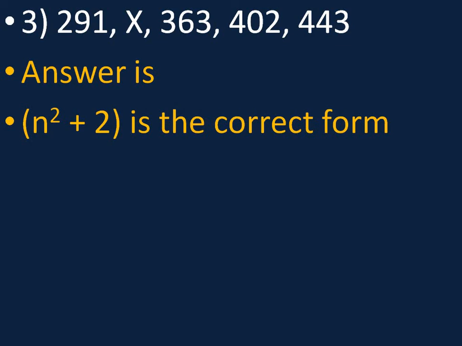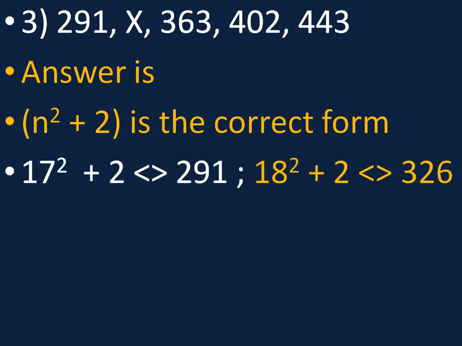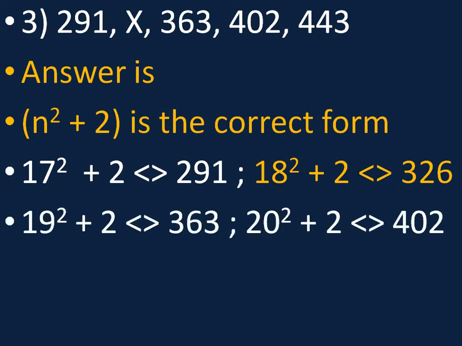So let's see. 17 square plus 2 is equal to 291, as we know that 17 square is 289, and if you add 2, we get 291. And the second one is 18 square plus 2. As we know that 18 square is 324, so if you add 2 we get 326. That's the answer. And we can check whether this format is correct or not.